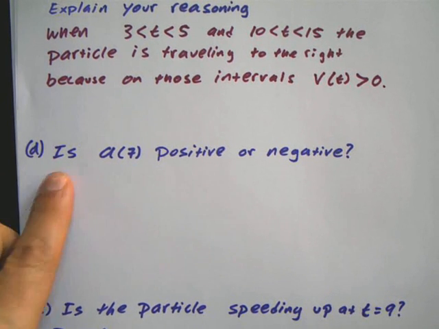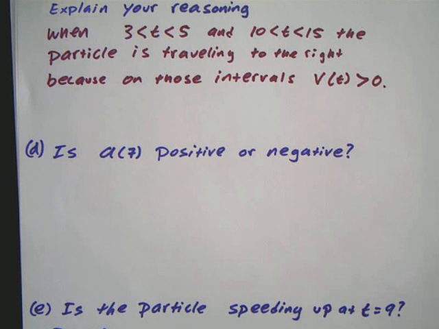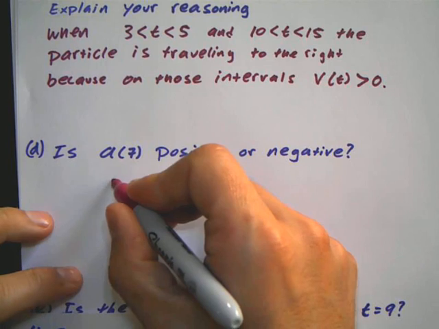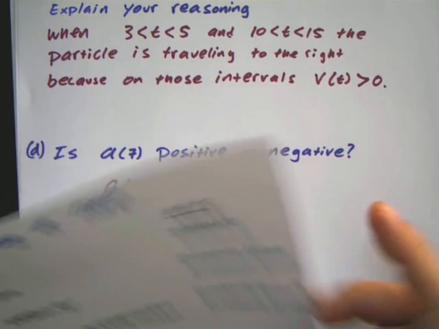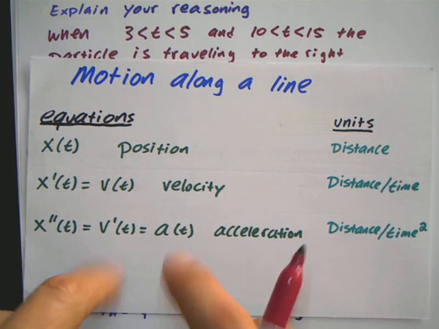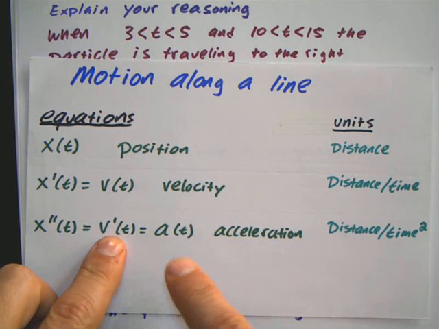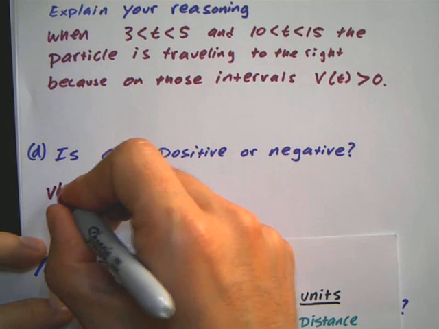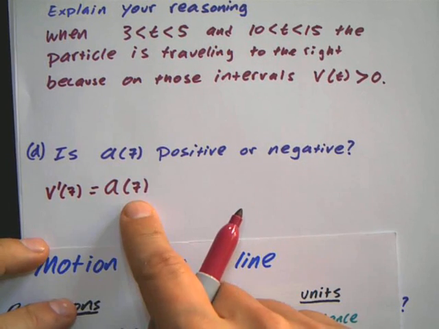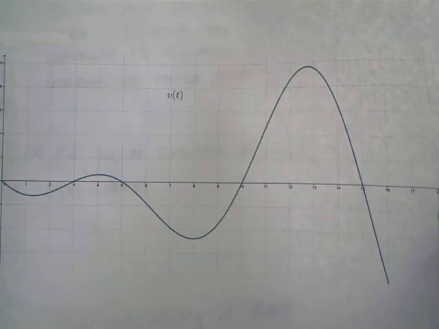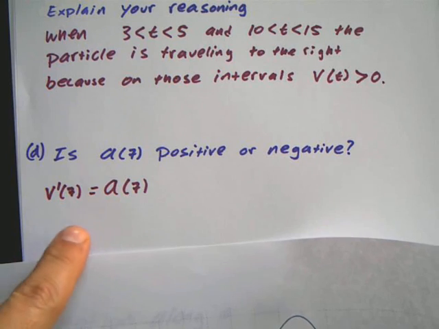Part D is: is a of 7 positive or negative? So now we have to go back to the definitions initially as far as the equations, and we're being asked about a of 7. We have to relate acceleration back to velocity. The relationship between acceleration and velocity is that the derivative of velocity is acceleration. So I can say that acceleration and the velocity derivative, so v prime of 7, are equivalent based on this definition. And since I have the velocity graph, I need to analyze the derivative of this velocity at 7.